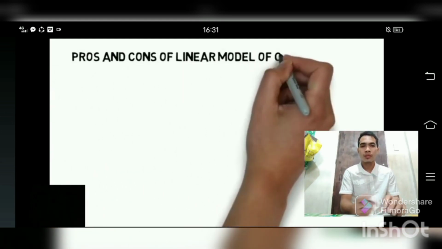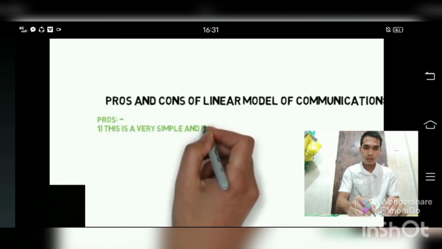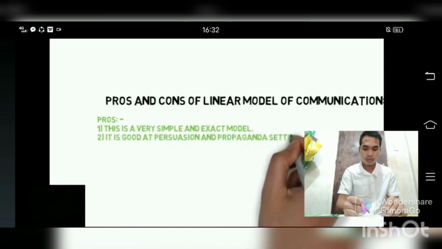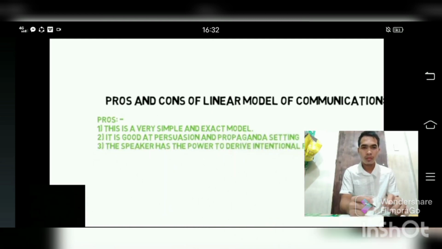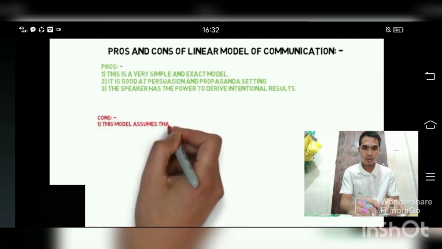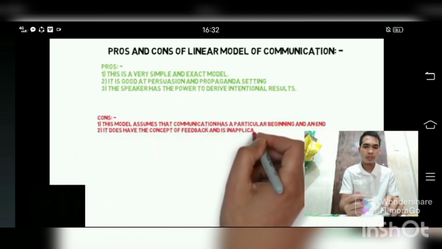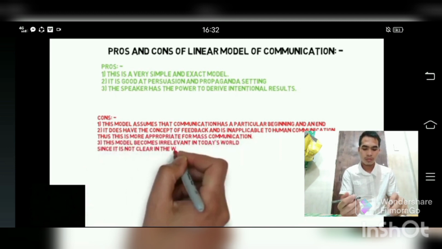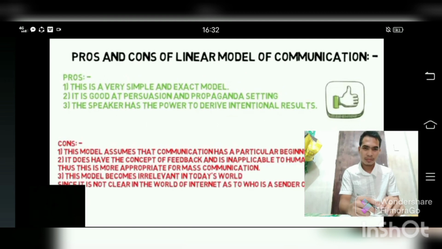Pros and cons of the linear model of communication. Pros. 1. This is a very simple and exact model. 2. It is good at persuasion and propaganda setting. 3. The speaker has the power to derive intentional results. Cons. 1. It assumes that communication has a particular beginning and an end. 2. It does not have the concept of feedback and is incapable of human communication. Thus, this is more appropriate for mass communication. 3. This model becomes irrelevant in today's world since it is not clear in the world of internet who is the sender or the receiver.